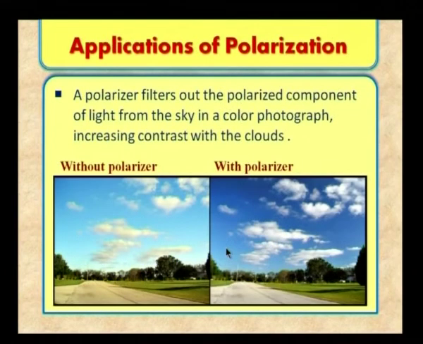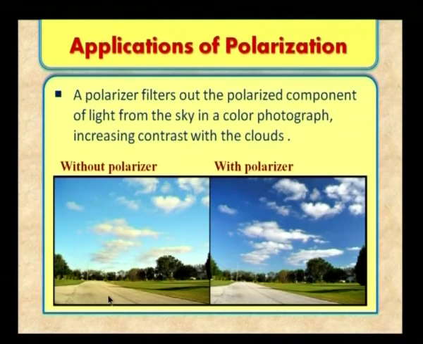Let me now show some other applications figuratively. This is what you see now. Without using a polarizing lens or a polarizing glass, the scenery looks like this. The contrast is not very good. Now, you see here with a polarizer, a polarizer filters out the polarized component of light from the sky in a color photograph, increasing the contrast with the clouds. The contrast is very good now.